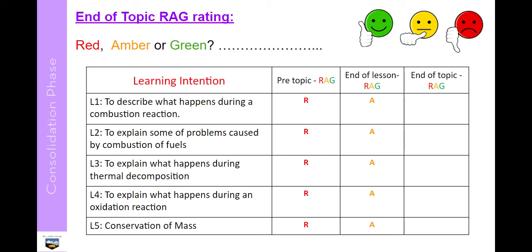At the start, we do a pre-topic RAG rating. Most of you should have been red, or some of you might have been amber. We do an end of lesson RAG rating. Most of you, I noticed, were amber or green for the lessons covered. Now I would like you to do an end of topic RAG rating. Once you've completed that, please submit your work in order for me to give you feedback.